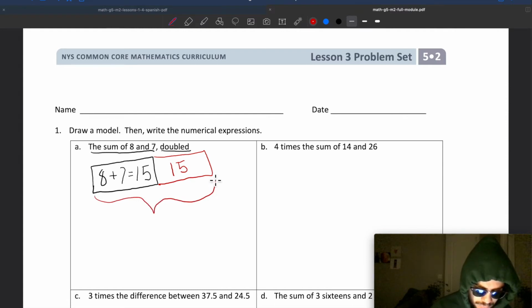So in total, your tape diagram is 15 plus another 15, which would be 30.